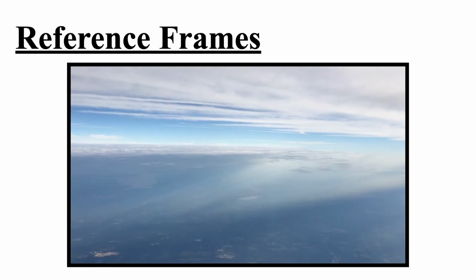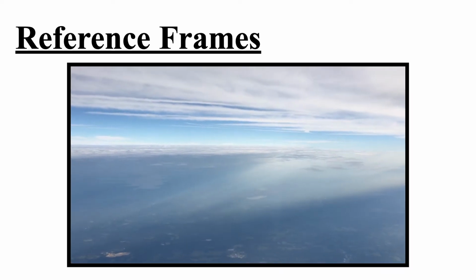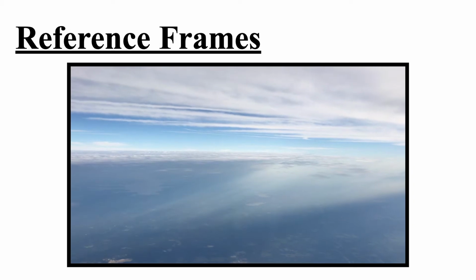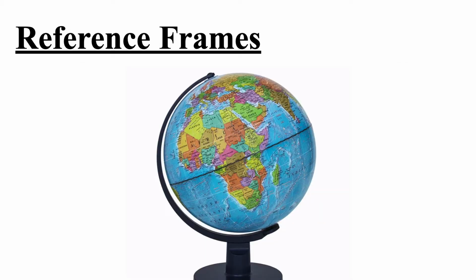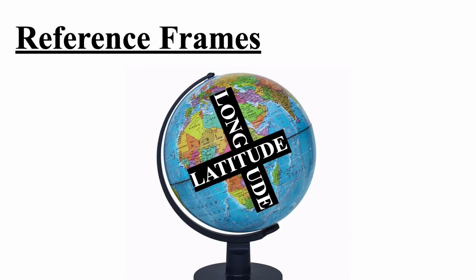In order to begin to understand relativity, we must understand reference frames. Reference frames allow us to refer to the position of a physical entity. A common example of reference frames is the use of longitude and latitude on Earth. With these reference frames, we can pinpoint where any entity is on Earth.